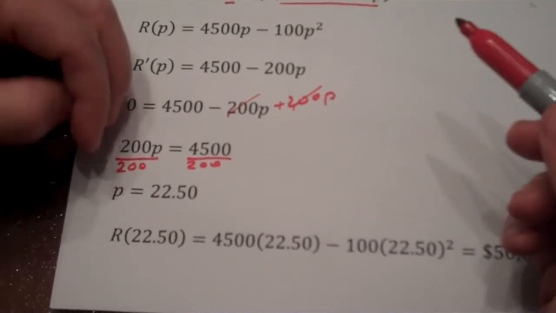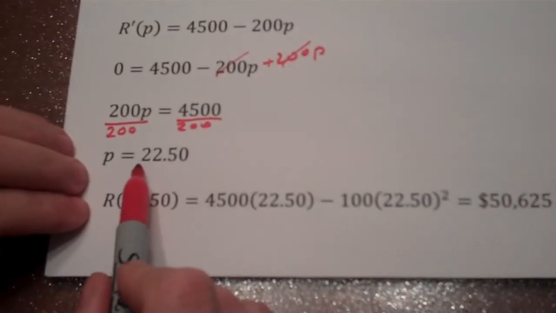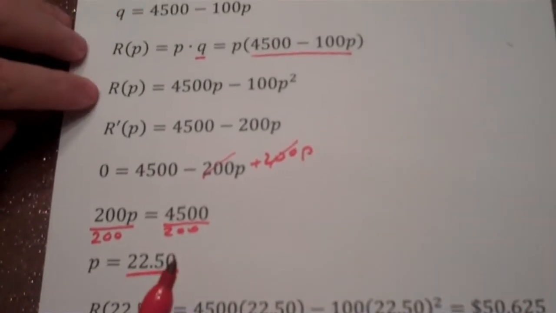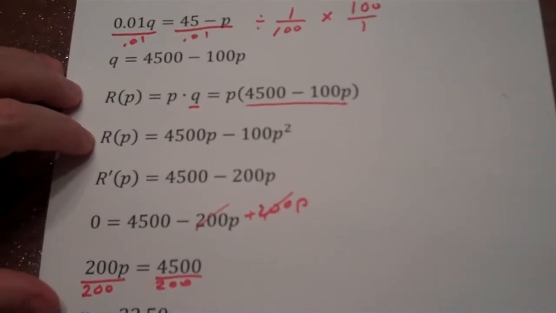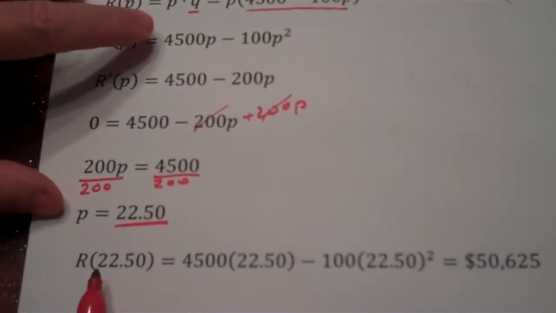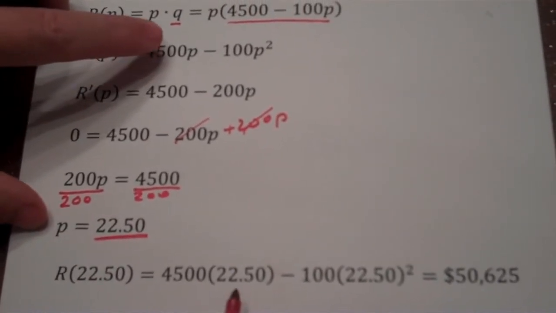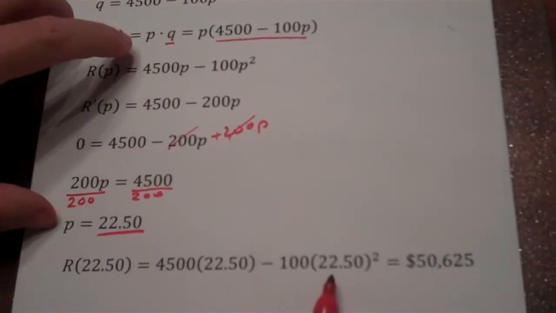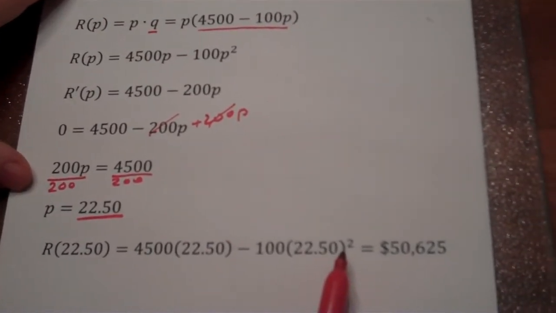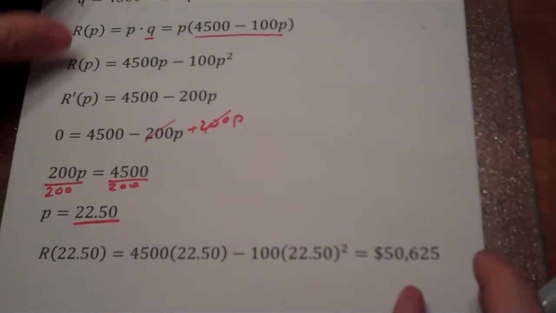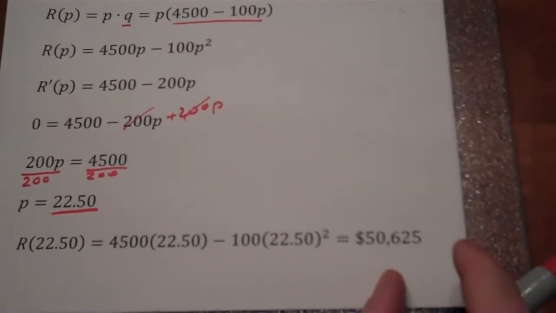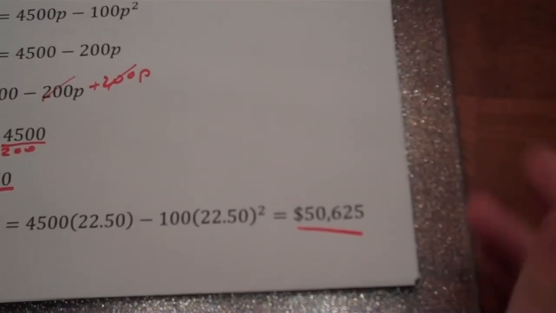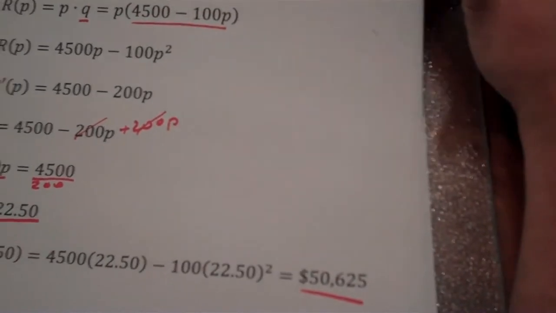But what I'm simply going to do at this point is I'm going to go ahead and plug this price into my original revenue equation, which we had right here, you'll recall. Plugging in my $22.50 in this equation yields me 4,500 times that $22.50 minus 100 times that $22.50 squared. If you plug that into your calculator, you will find that you're going to make a maximum revenue on this product of $50,625. Now, that's the revenue equation based on price.